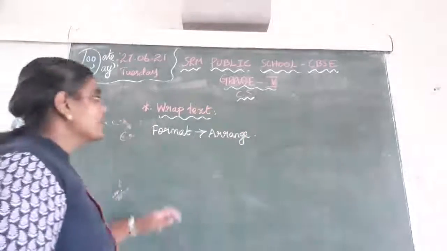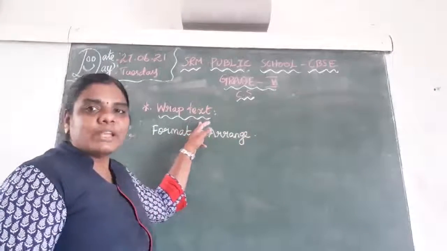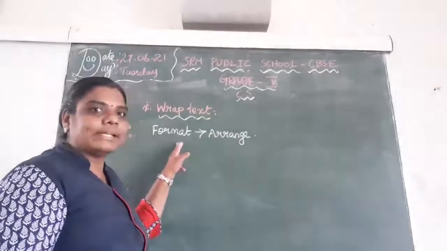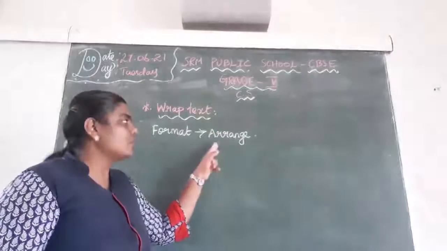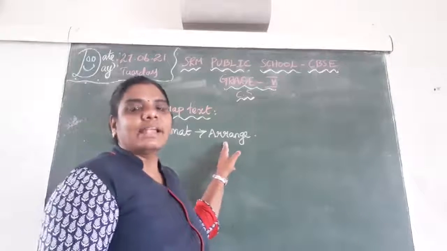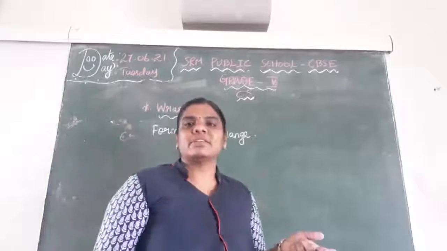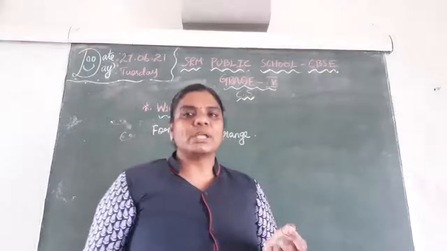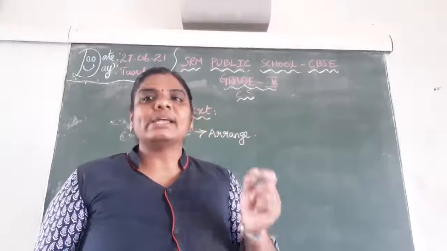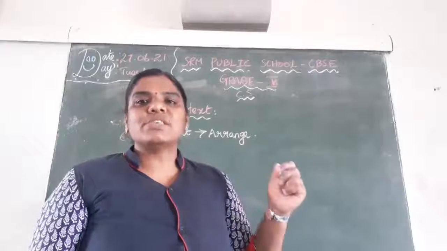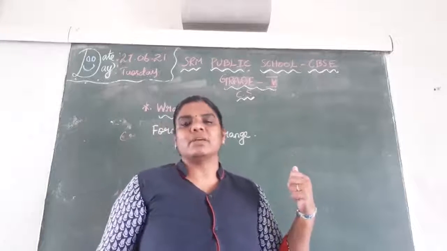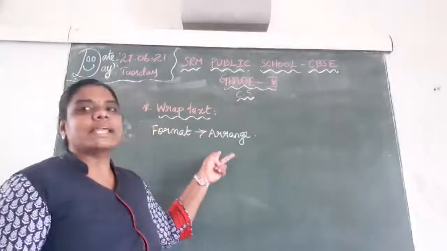Suppose we need to do wrap text, we can use the Format tab. In this tab we have the Arrange group. Understand what is meant by wrap text? The text is automatically shifted to the next line. Which tab do we have the option in? Format tab. Which group? Arrange group.